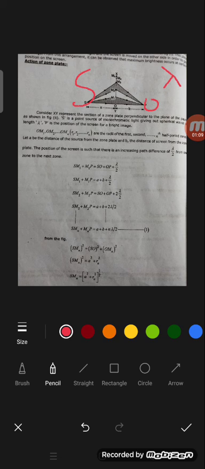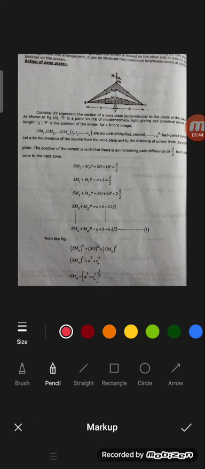Yesterday we saw the number of zones, like the M1 zone, M2 zone, M3 zone, and Mn zones. Let O be the center of the zone. If M1 is the first zone, the distance between O and M1 will be R1. If M2 is the second zone, the radius will be R2. These are the radii of the first, second and nth half-period zones.